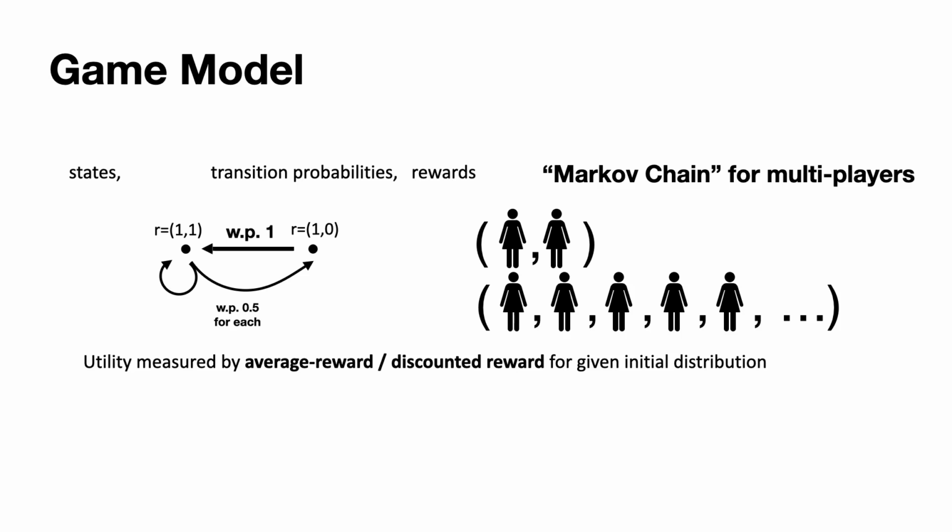The utility of a player is defined by collecting all the instant rewards she receives throughout the process. There are two well-known notions of utilities: the average reward and discounted reward. They are well defined as long as we fix some initial distribution over the states.